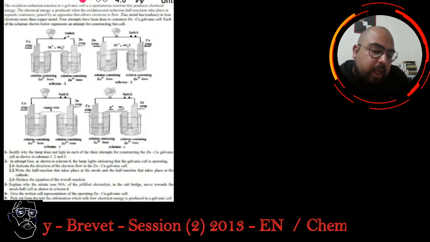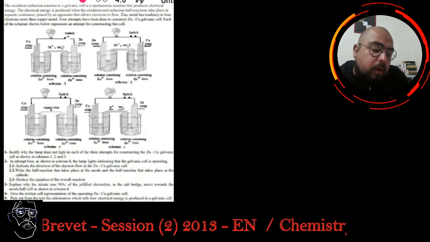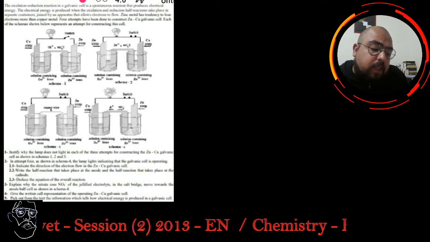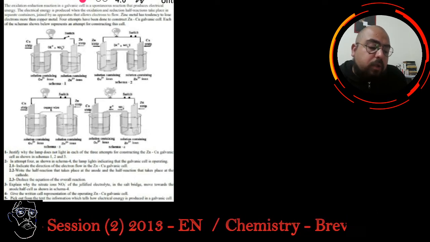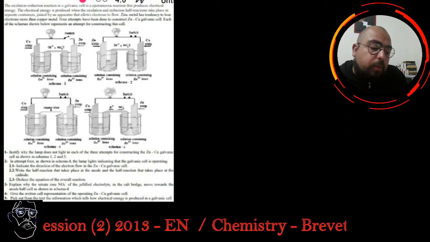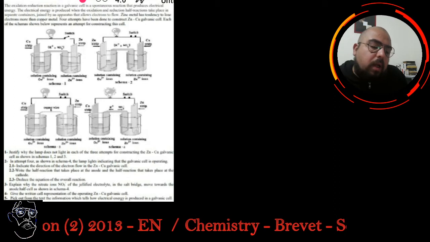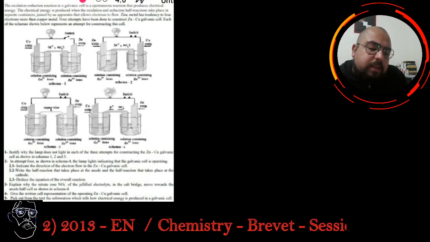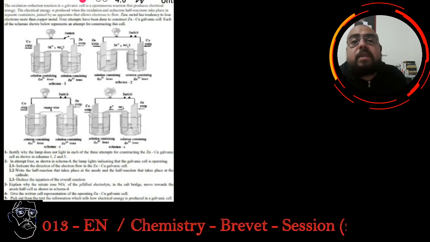In the first one, we have schema 1. We have a strip of copper, which is dipped in Cu2+, that's great. The strip of zinc is dipped in Zn2+ solution, that is great also. We have a salt bridge, but the switch is open, so the lamp will not light, will not function. In schema number 2, we have a Zn strip immersed in Cu2+.